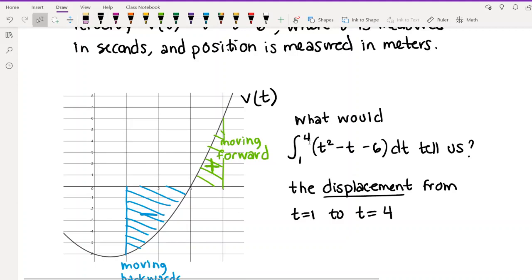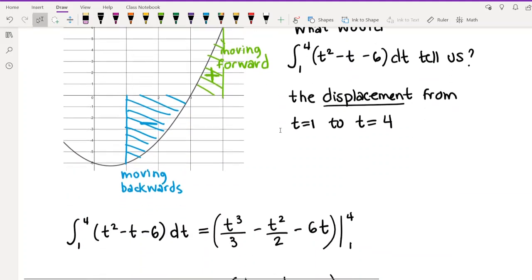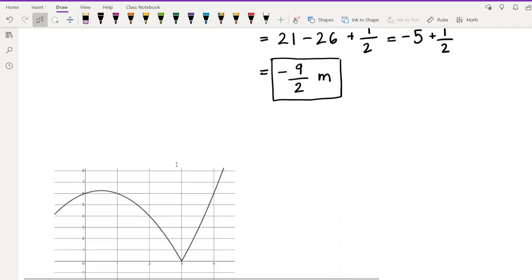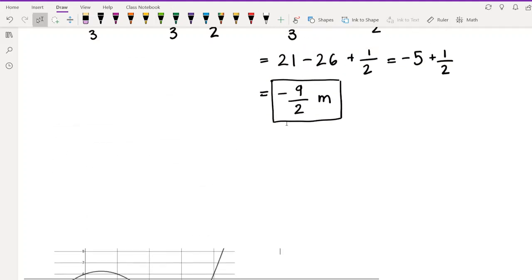We need to add up both of these areas as positive areas, because really this blue part is the total amount of distance this object has traveled going in the backward direction, and the green area is the total amount of distance it's traveled in the positive direction. And so we need to just add those both up as positive numbers. So one way of doing that is actually to take the absolute value of the function.